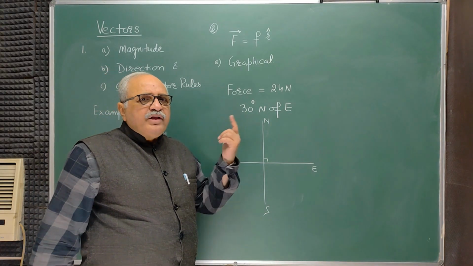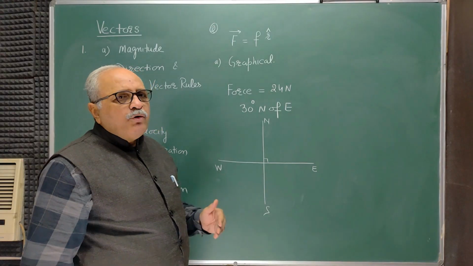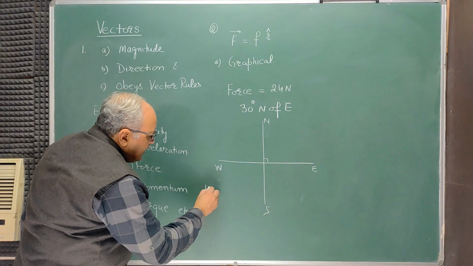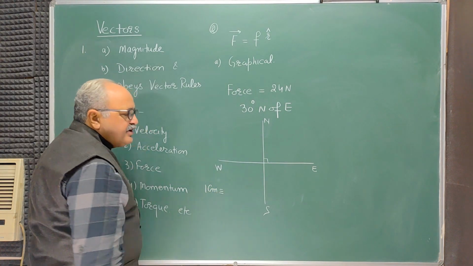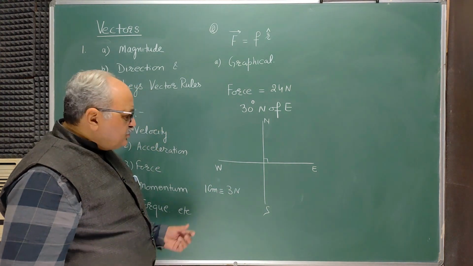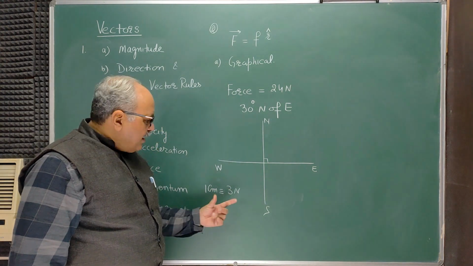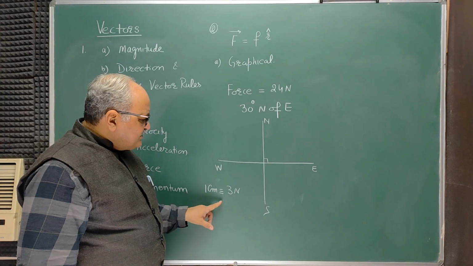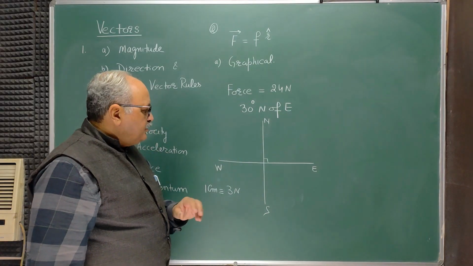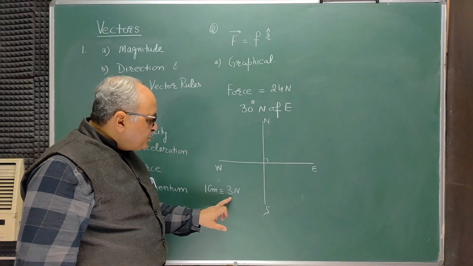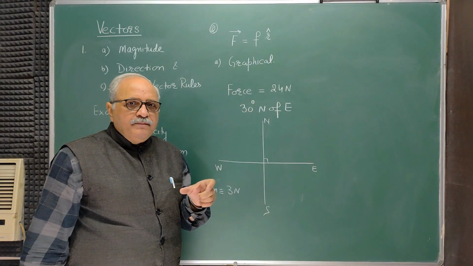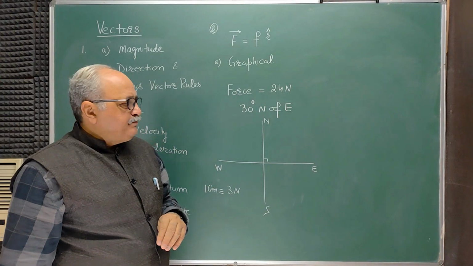First of all, if I have to represent it graphically, I have to make a conversion relation. Say, for example, I choose 1 centimeter to represent 3 Newton. I am not using the equal sign here, it is an equivalent sign. That means 1 centimeter of length shown graphically is taken as 3 Newton. So obviously, for 24 Newton I have to draw a line of 8 centimeter.